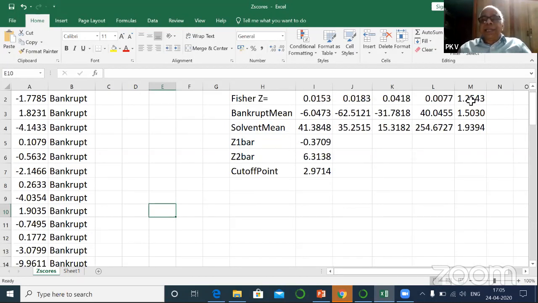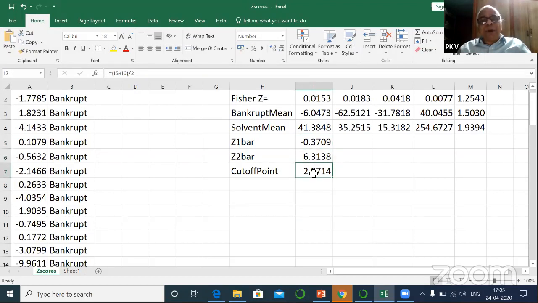Fisher's equation is here. For the bankrupt group, what is the mean? For the solvent group, the mean is also here. In this equation, I substitute the mean scores for each variable and work out Z1 bar. In other words, Z1 bar is 0.0153 into 6 point this, 0.0183 into minus 62, etc., and then add them. Similarly, I work out Z2 bar, the mean score, taking the mean of each, and I take the midpoint, the sum of these two divided, which is the cutoff point.